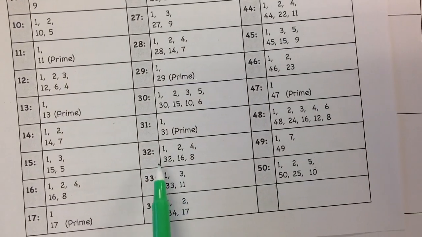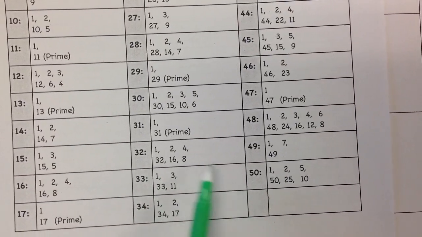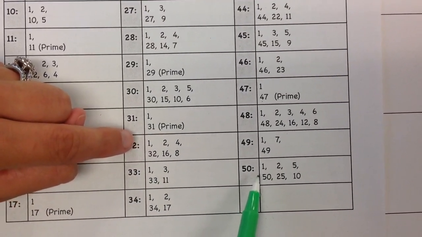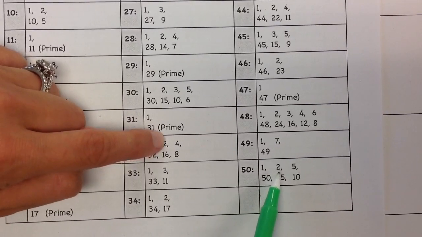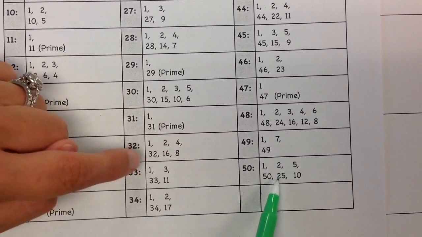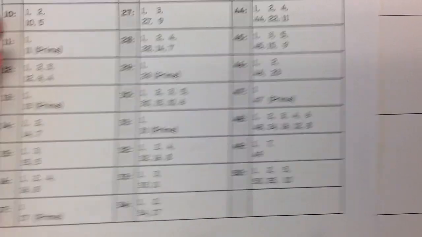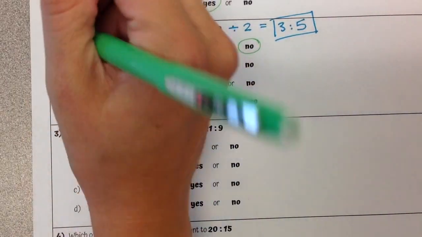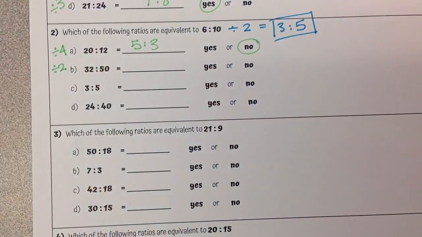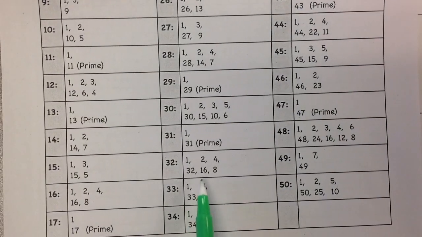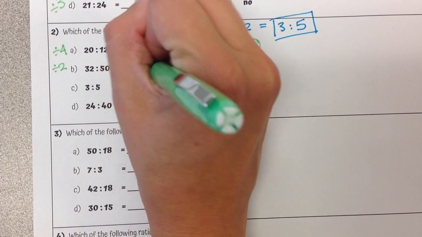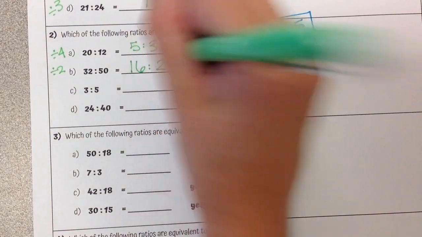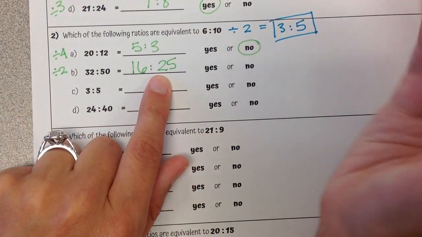32 and 50. So these are right here. They both divide by 1, 2, not 4, not 8, not 16, not 32. So the highest number they both divide by is 2. 32 divided by 2, the 2 matches up with 16. 50 divided by 2, 2 matches up with 25.